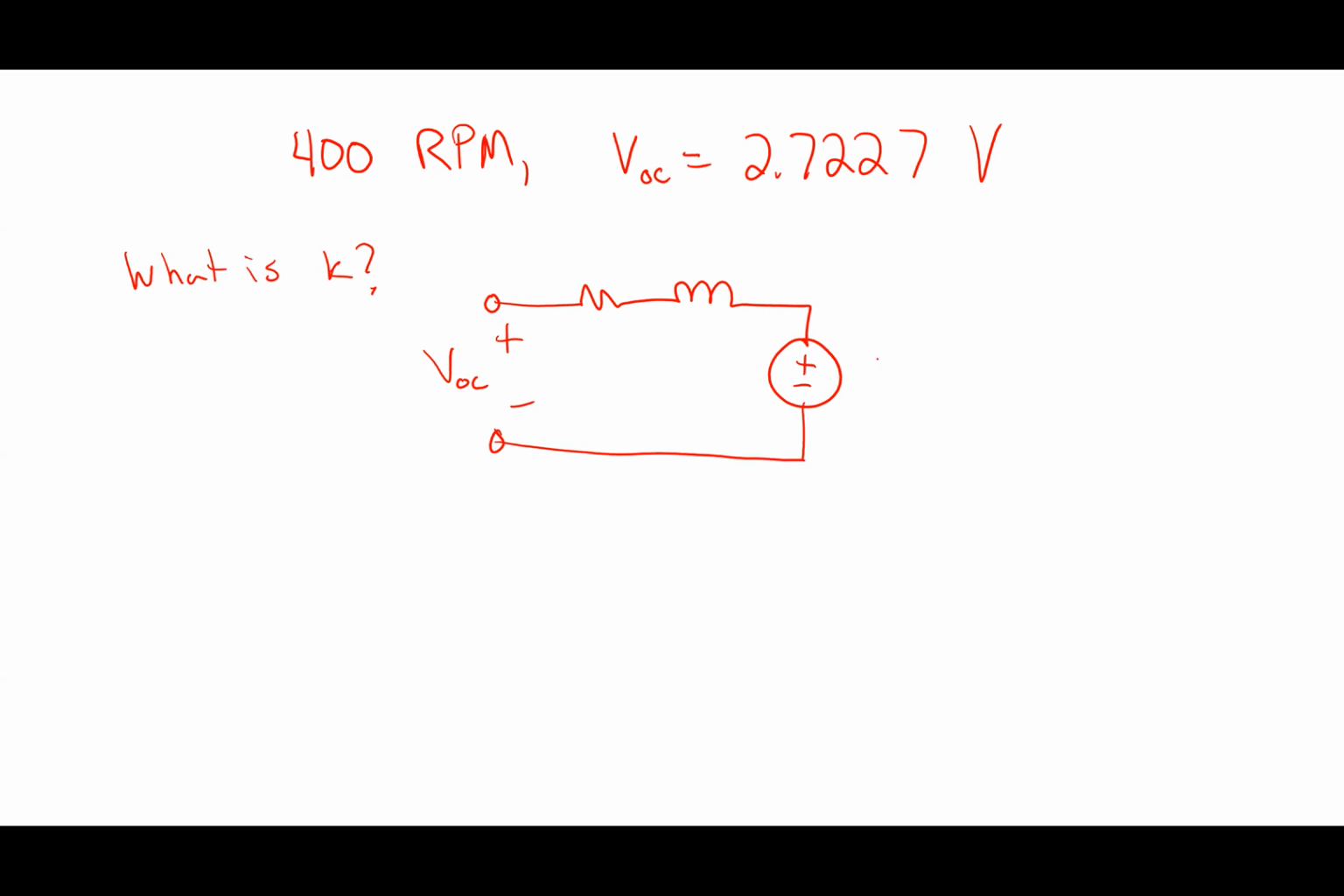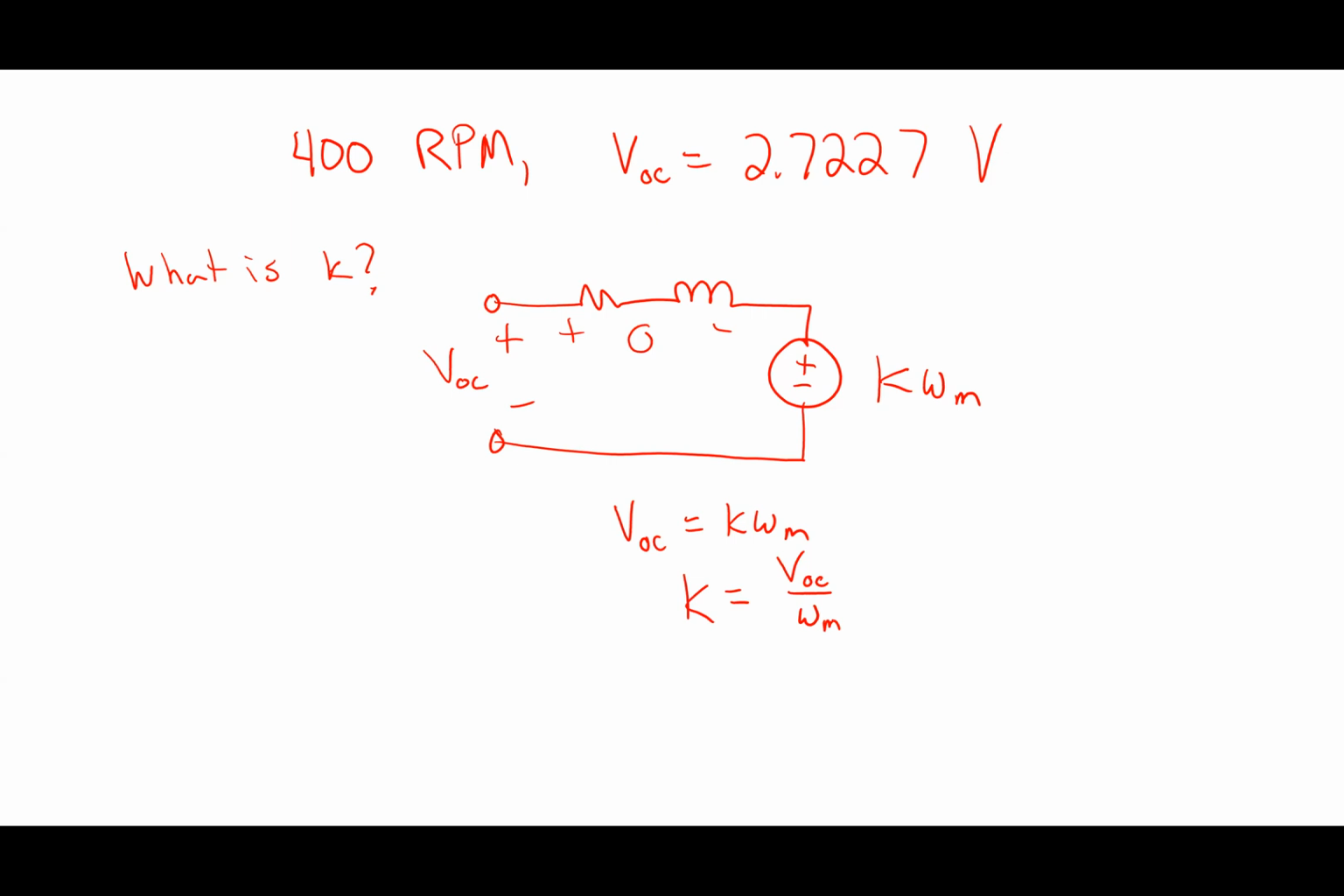This guy is K omega M. But there's no voltage drop across here, right? This voltage is 0 if there's no current, right? So in this particular case, I have the VOC equals K omega M. So K would be VOC divided by omega M.